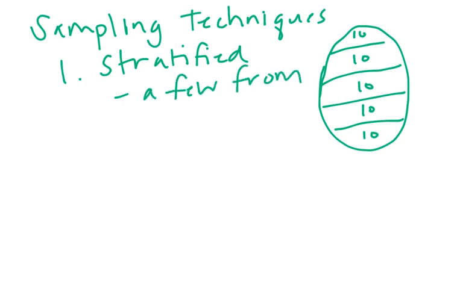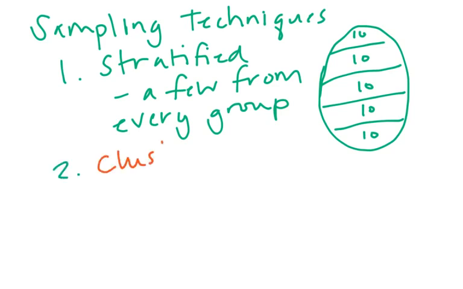If you don't get the cloud, don't stress over it. A few from every group. So I reached into the population and I took a few from every group or division of the population. Okay? So then number two is cluster. These two are very similar. That's why I use the cloud thought.